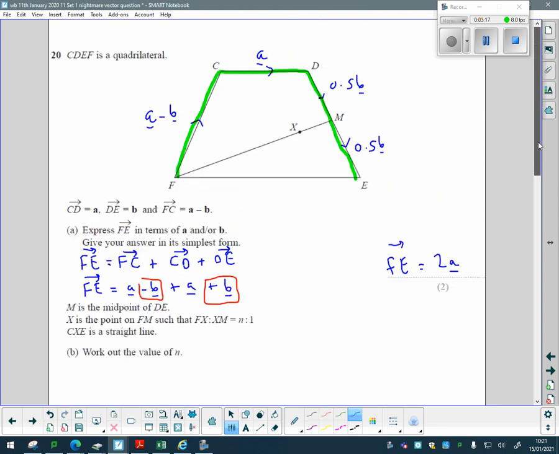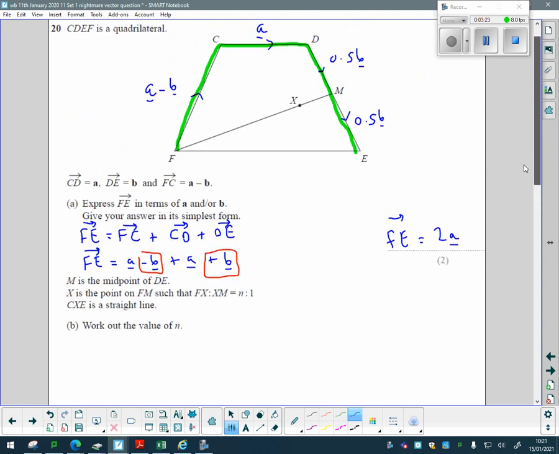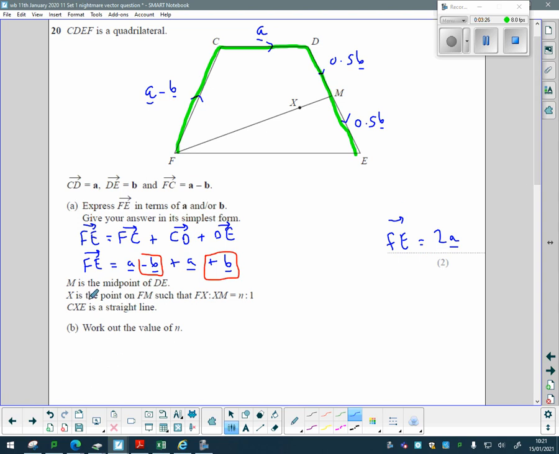I suspect if you looked at the scoring on this question, quite a number of students would have got the 2 marks in the part A, but then would have struggled to get any marks in the part B. So I've already on the diagram indicated where the midpoint is and put the associated vectors in. And then we're told that X is on a point FM such that FX is N to 1. I'll just use a capital M as it's a bit easier to distinguish. So N to 1 is the ratio on FM.